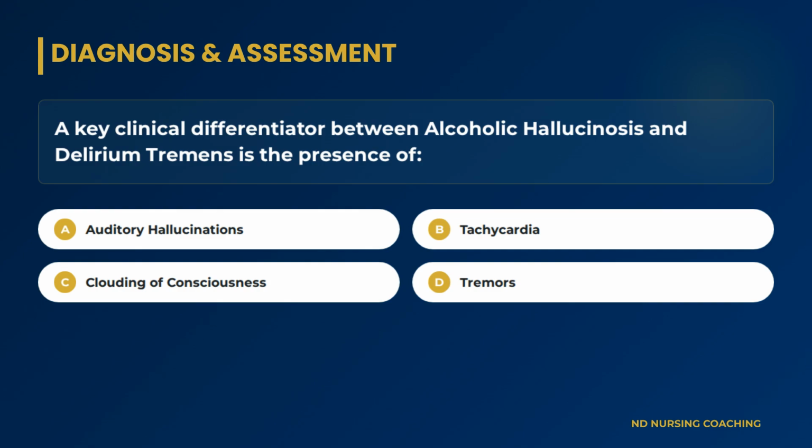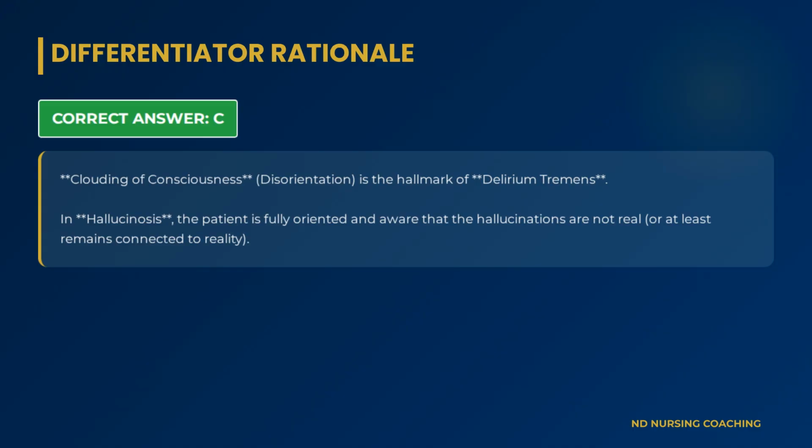In diagnosis and assessment, a key clinical differentiator between alcoholic hallucinosis and delirium tremens is the presence of which symptom? The correct answer is C, clouding of consciousness. Disorientation is the hallmark of delirium tremens. In hallucinosis, the patient is fully oriented and generally aware the hallucinations are not real.